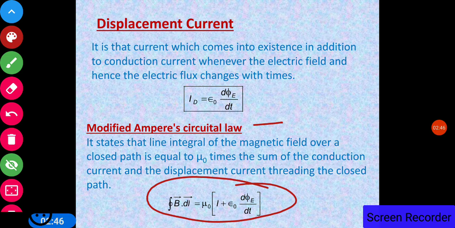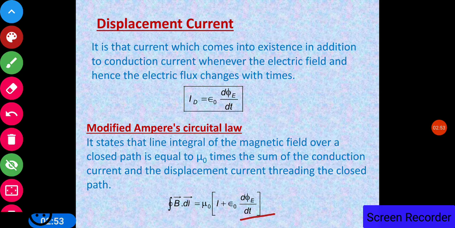When between the plates there is no conduction current, this expression is satisfied with the displacement current. Outside the plates of the capacitor there is only the conduction current and no displacement current, so in that case this line integral is equal to mu naught I. So this explains the total completion of the circuit. That is why there is a need for the modified Ampere's circuital law.